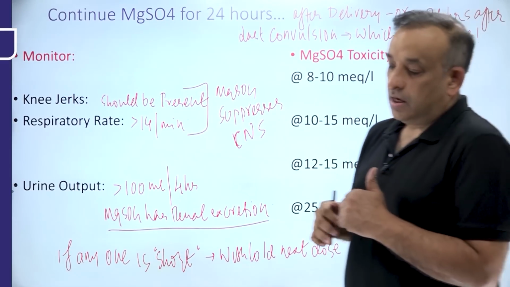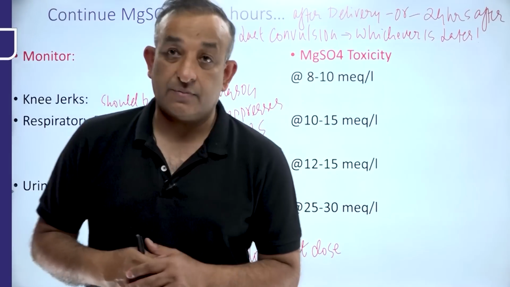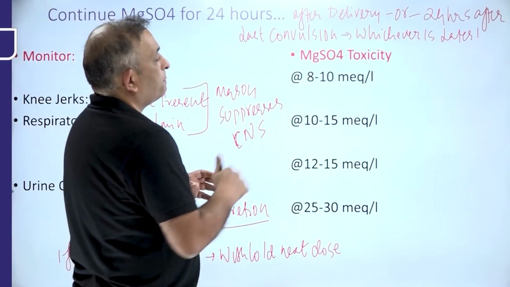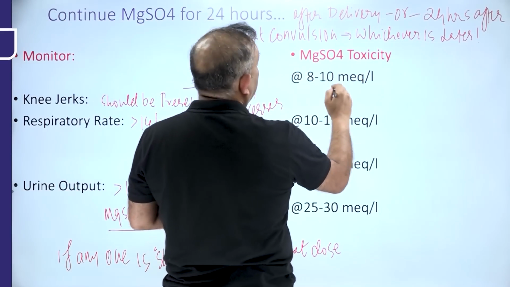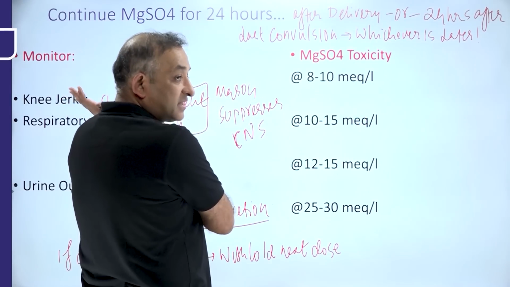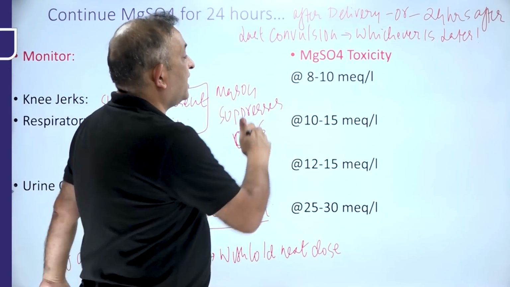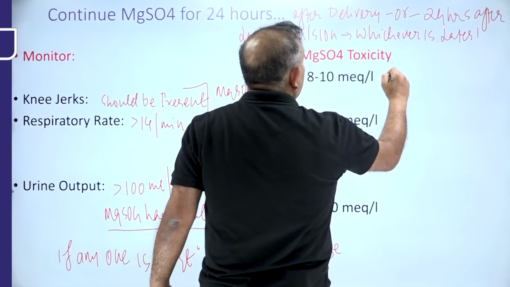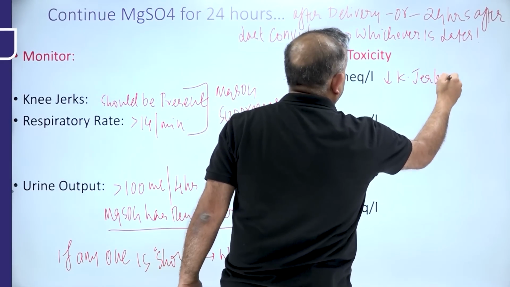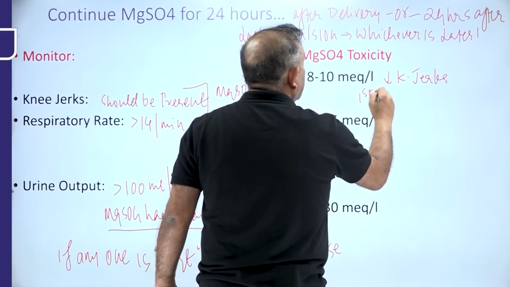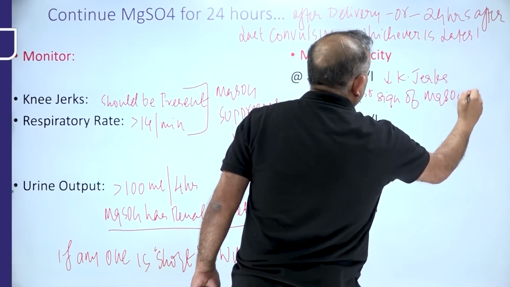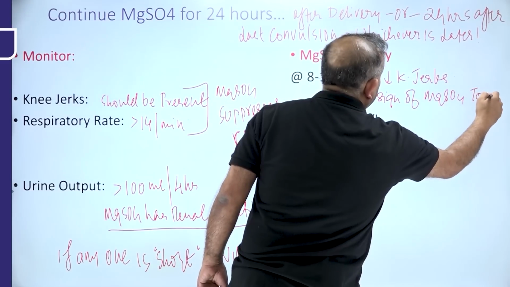Now, what is going to happen if the magnesium sulfate is not cleared properly from the body? That is what is called magnesium sulfate toxicity. The first sign of toxicity comes at 8 to 10 milliequivalents. The therapeutic level I told you in the previous screen is how much? 4 to 7. So at 8 to 10 milliequivalents per liter, you will get reduction of the knee jerks. Knee jerks are suppressed. So this is the first sign of magnesium sulfate toxicity. I'm writing just tox.